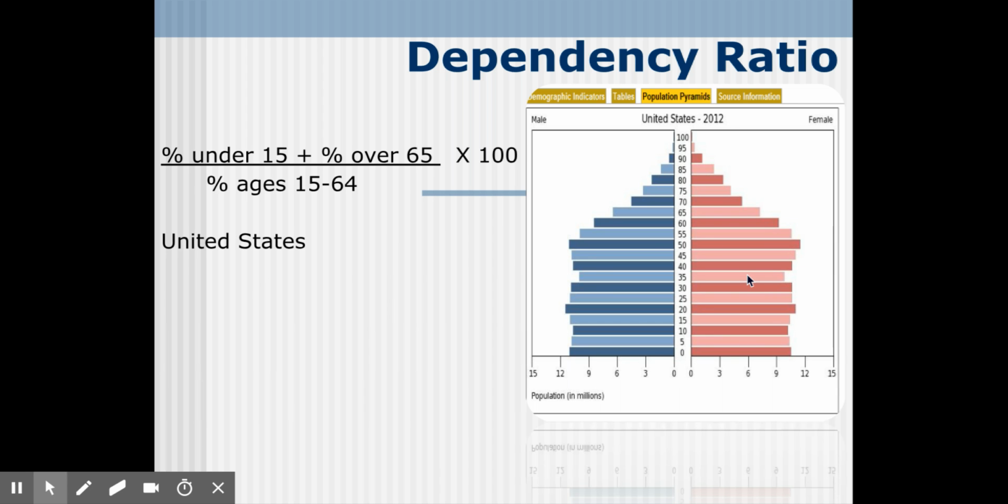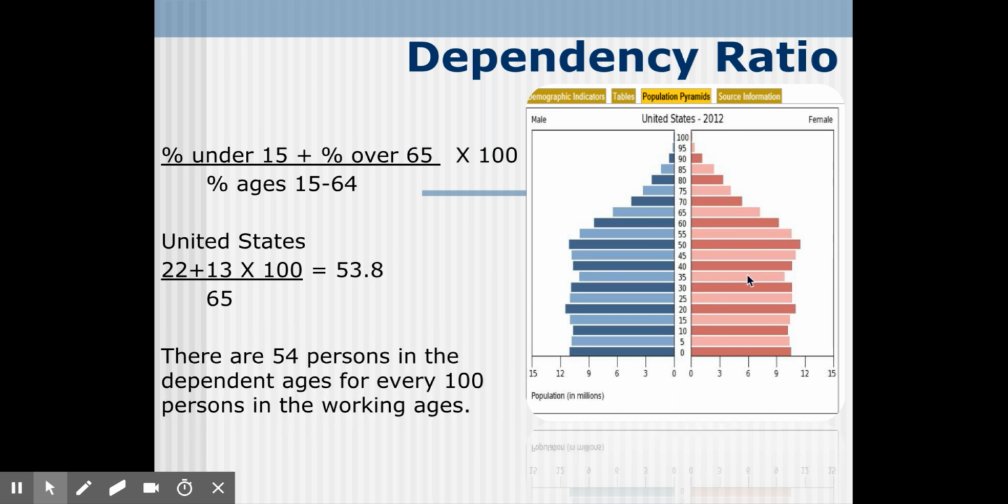So what do we look at when we see the United States? Well, we have a dependency ratio of 53.8, which is pretty solid. So there are 54 persons for every 100 persons who can work in the United States.